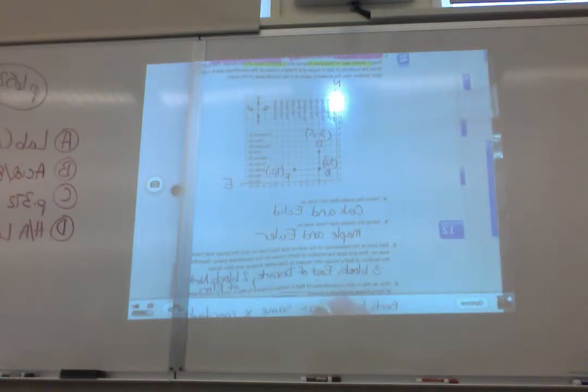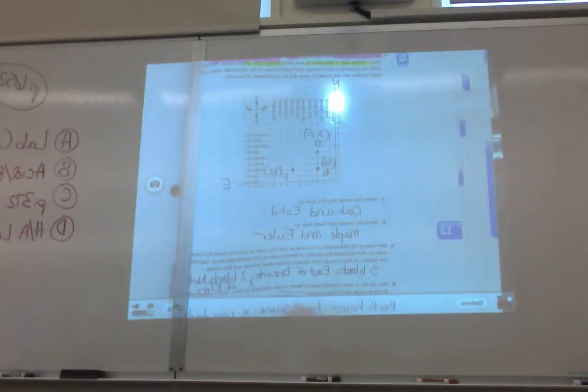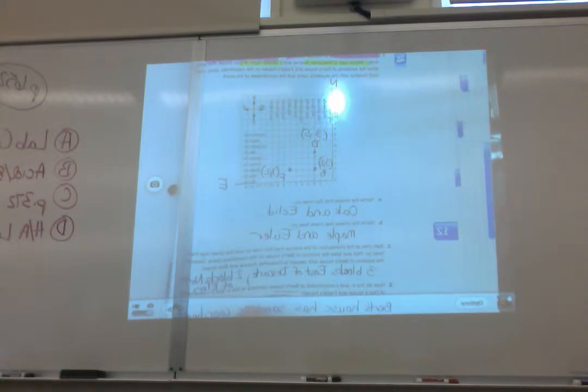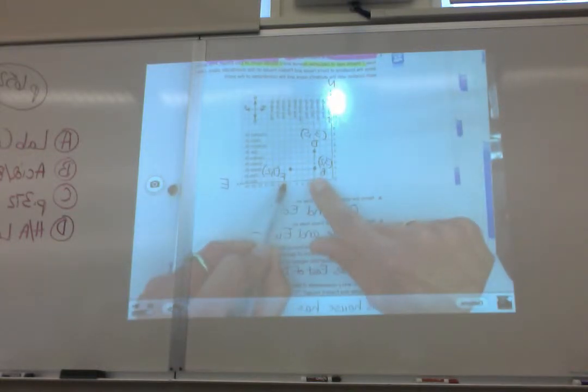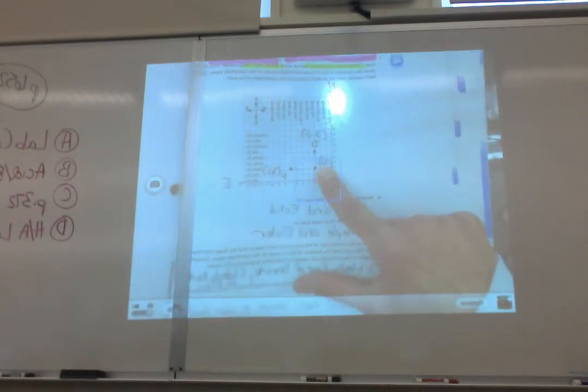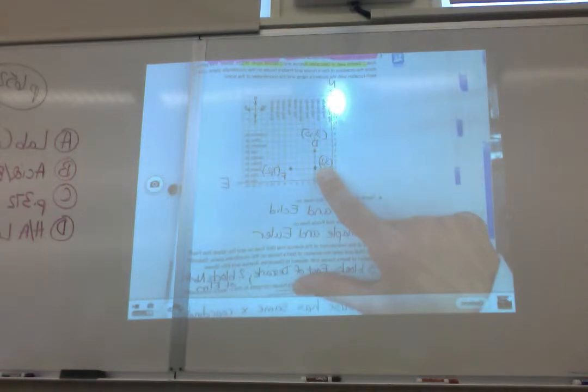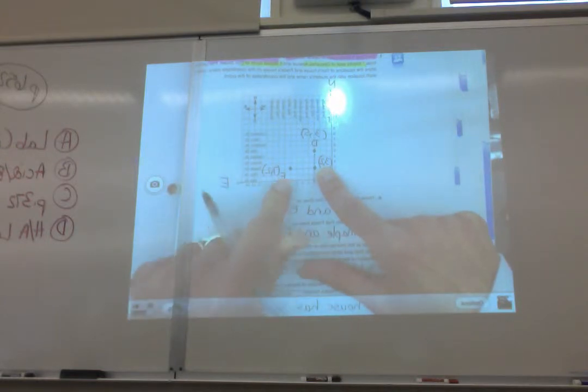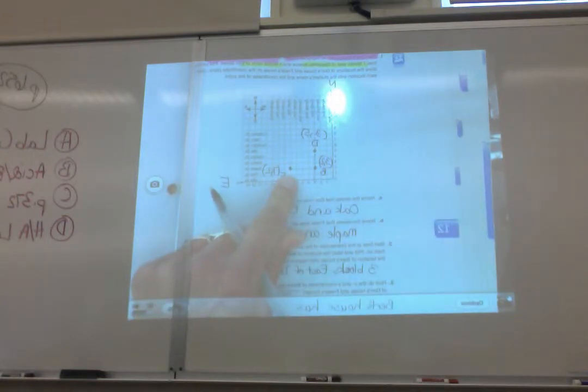Bert's house has, now if we compare Frida, 3, 2, and 7, 2. How does his thing compare with Frida? Same Y coordinate as Frida. Now I heard a 4.